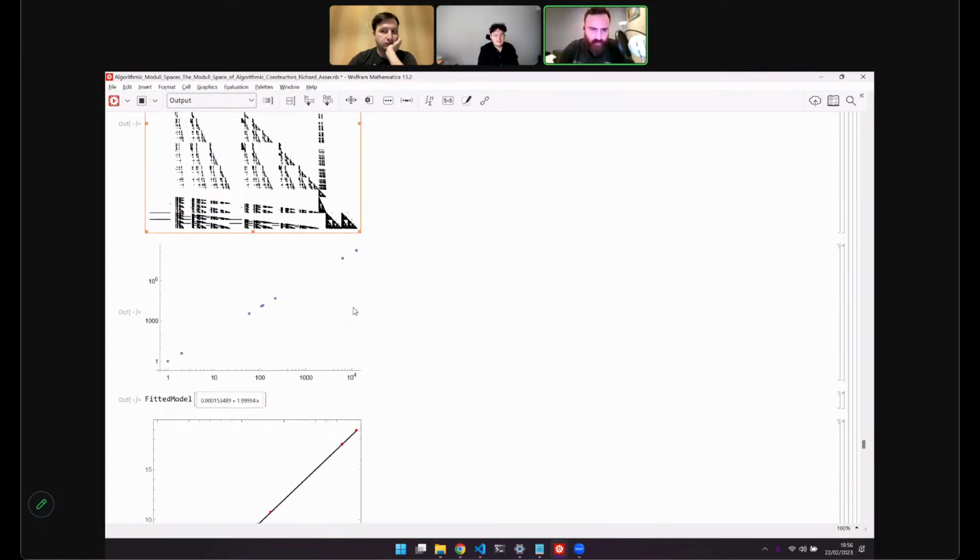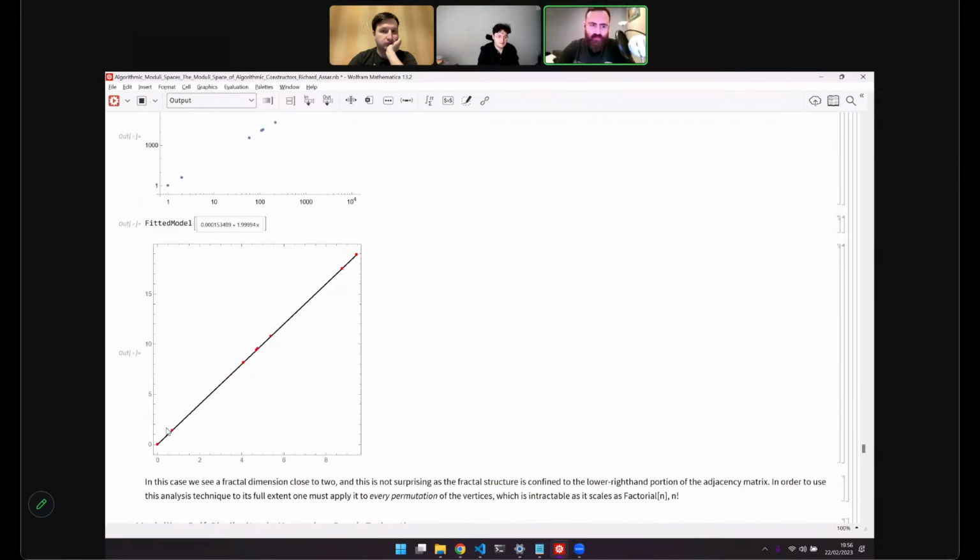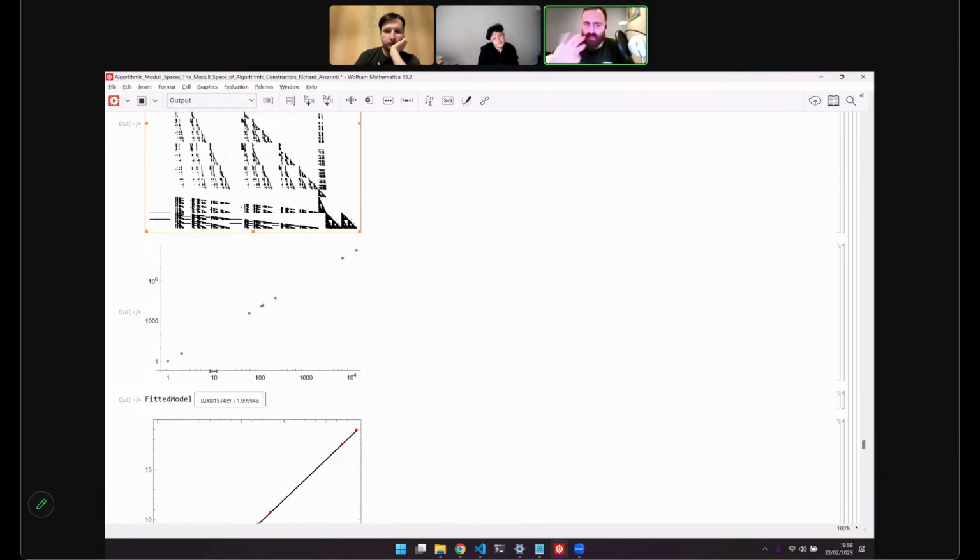Box counting is a method you can use for looking at fractal self-similarity in a space. You can take the coastline of the UK, that's the usual example they give, do this box counting thing, and find the fractal dimension.